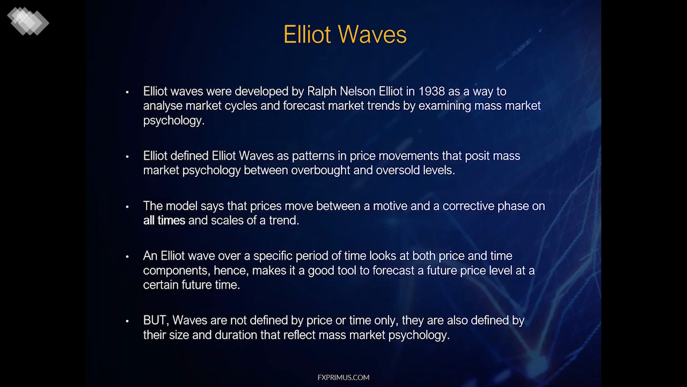Now, if we leave this for a second and go to Elliott waves, because they are also very important and are also an indicator of time, let's say. The Elliott waves were developed by Ralph Nelson Elliott in 1938 as a way to analyze market cycles and forecast market trends by examining mass market psychology. Elliott defined the waves as patterns in price movements that follow mass market psychology between overbought and oversold levels. The model says that price moves between a motive and a corrective phase, as we identified in the cycle, on all times and scales of a trend. An Elliott wave over a specific period of time looks at both price and time components, which makes it a very good tool to forecast the future price level at a certain future time.